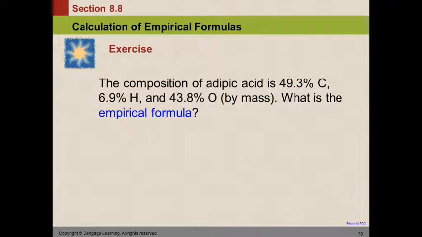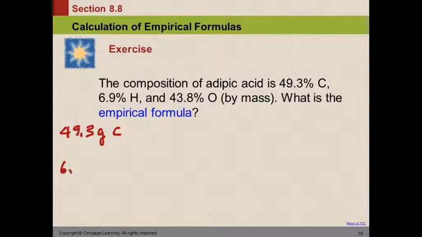So we're going to convert those percentages to grams, to masses. And we do that by, it's just so beautifully simple. 49.3% becomes 49.3 grams. And we can do that because we're just assuming a 100-gram sample. The percentages are the same no matter what size sample we choose.